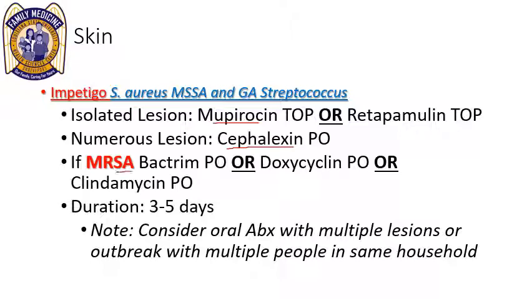Now, if you're concerned for MRSA, it's Bactrim PO, or Doxy, or Clinda. The Clinda may be a little bit better than the Bactrim and Doxy in the intermediary. Do it for 3 to 5 days, and consider oral antibiotics, as we've seen right here, with multiple lesions or people who have multiple lesions in the same household.